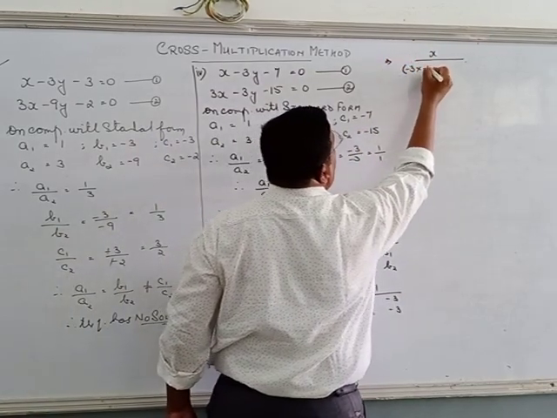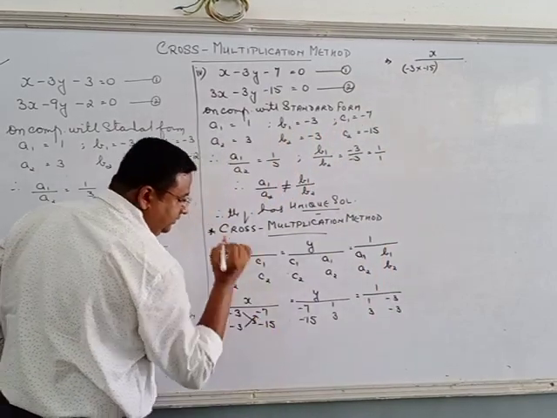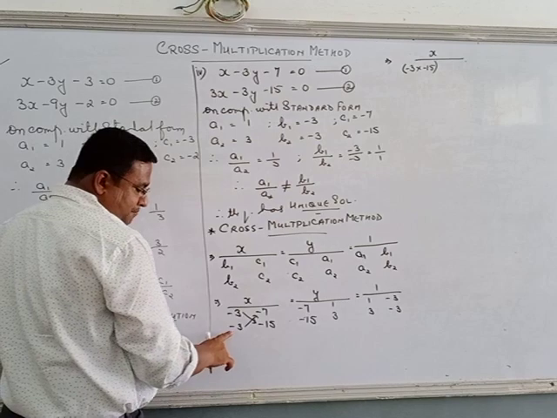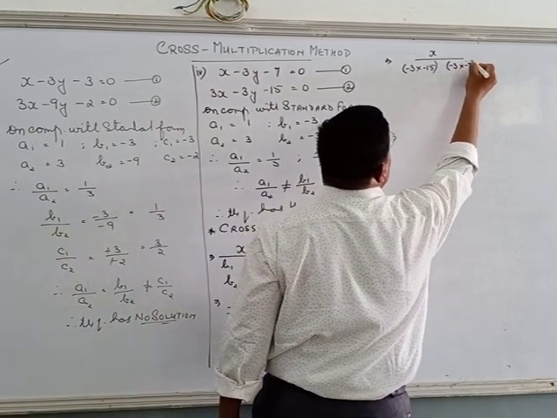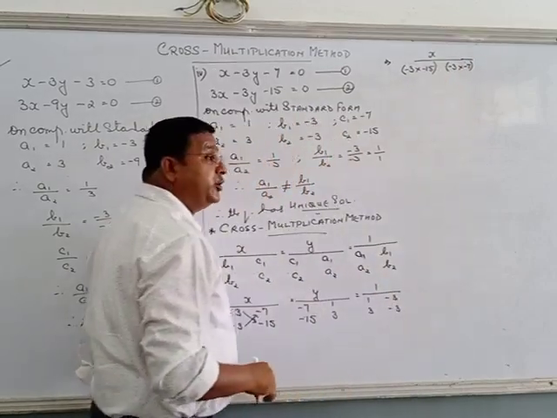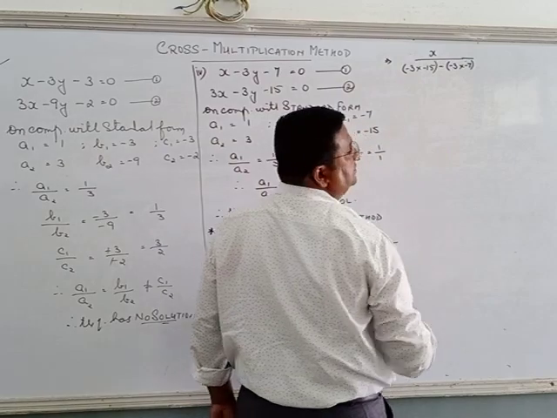Minus 3 into minus 15. Then y1 c1 b2 into c1. Minus 3 into minus 7. Minus 3 into minus 7. And between the two cross multiplications, there will be a minus sign always.